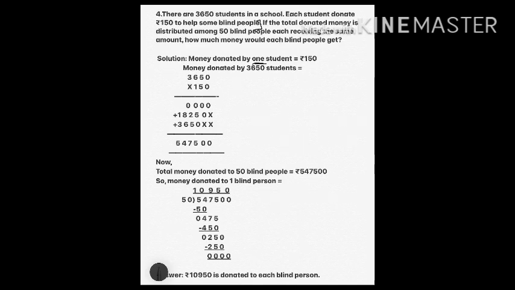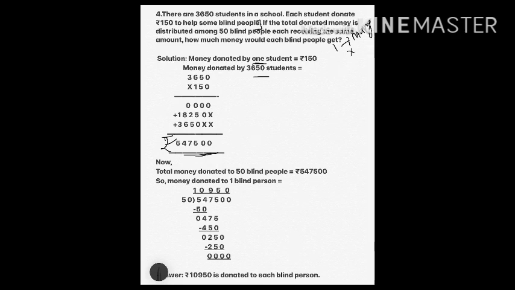In my last video on multiplication, I told you that when you know the value of one, the reverse of division, and you want to find the value of many, you always multiply. So here, money given by one student is rupees 150. So money given by 3,650 students will be found by multiplying these two numbers, and you'll get this answer. This much rupees is donated by the 3,650 students. Now we got the total amount.